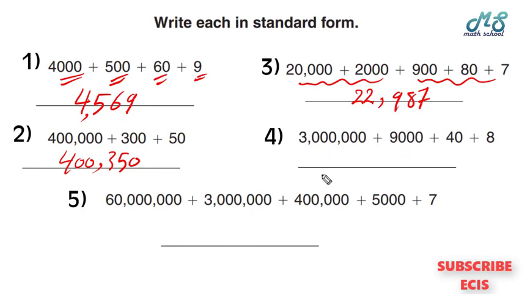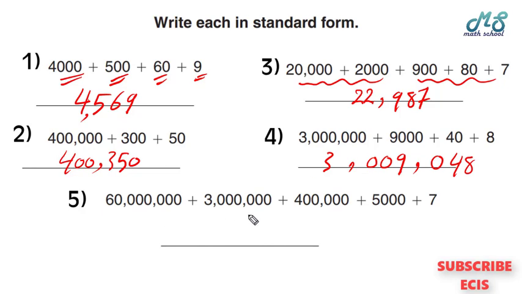3 million plus 9,000. We have 3 periods, millions, thousands, and ones. In millions, we have 3. Just write 3 million. In thousands, we have 9. Just write 9 in thousands. What about 10,000s and 100,000s place? Just write 00, because I said before that each period contains 3 digits. 40 plus 8, it's equal to 48. What about hundreds? Just write 0.